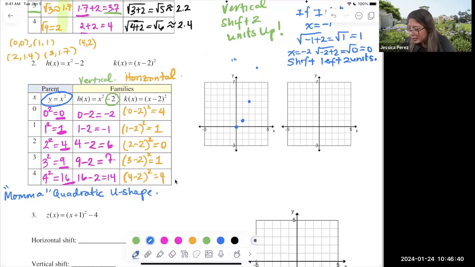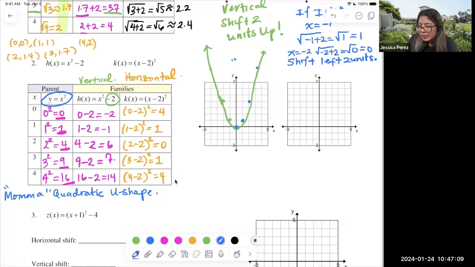So we were only given a few points, but what am I doing to the green? I'm adding them because I know that they're symmetrical. We know that this is going to be a U shape. And I'm a terrible drawer, you're going to be able to identify that. So this is mama. Now what happens when I do a vertical shift?